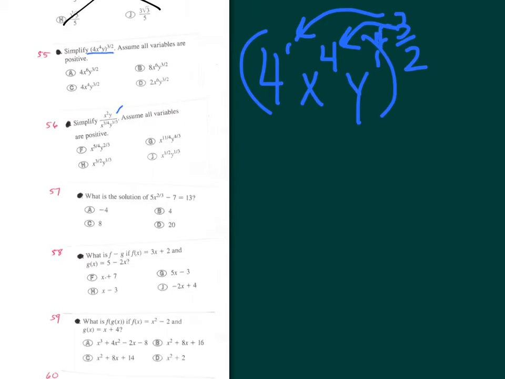If you're not sure, use your calculator. Take 1 times 3/2, 4 times 3/2. And then you should be able to simplify from there.